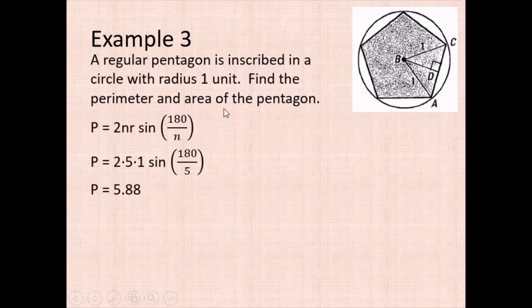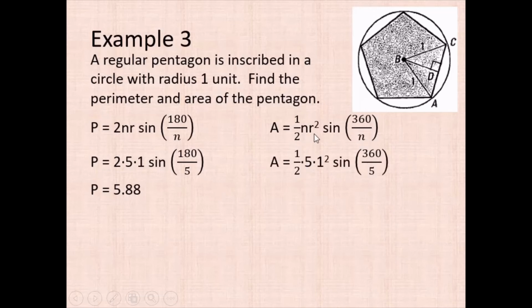All right, and then for the area, it's the other equation, half nr squared sine 360 over n. N is 5 because it's a pentagon, r is 1, that's given, n is 5 for under the sine. So we have half times 5 times 1 squared times sine 360 over 5, and that should come out to 2.38 if that is done correctly.